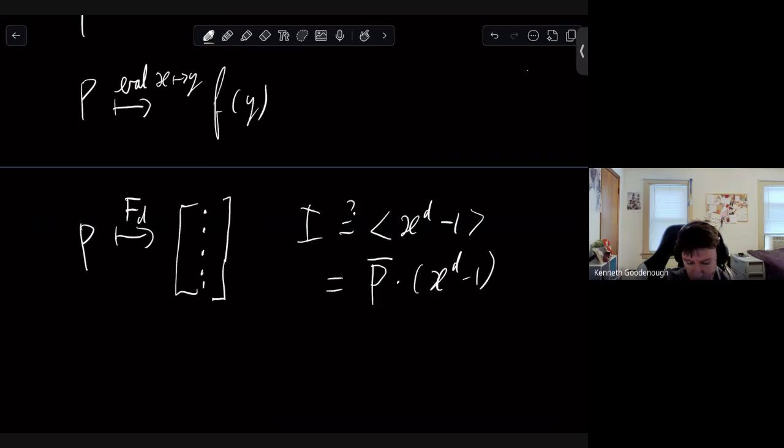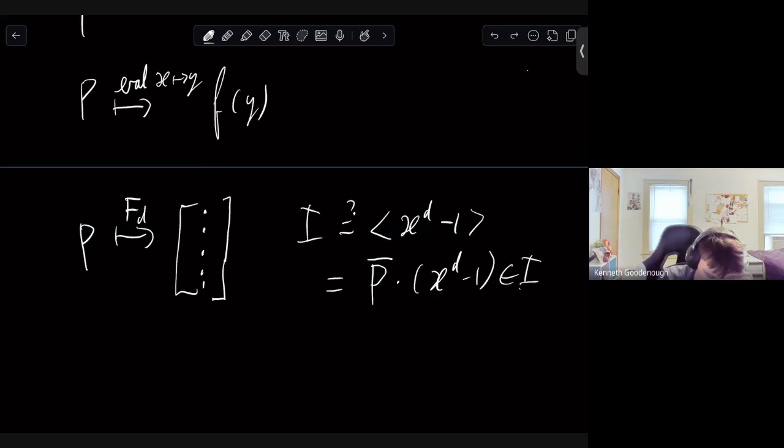So for sure, we do know that this is in the ideal, right? Because again, if we plug in a root of unity here, then this whole thing will be 0. But what happens? Can we show the other inclusion?